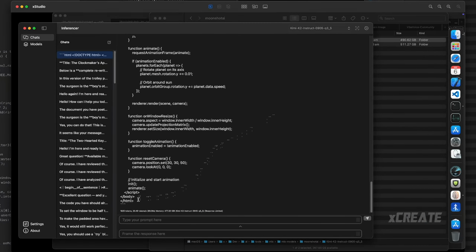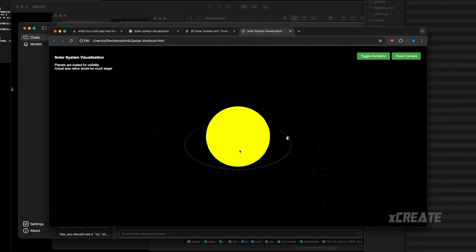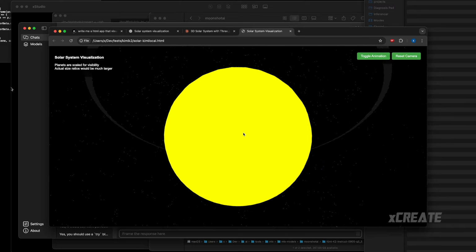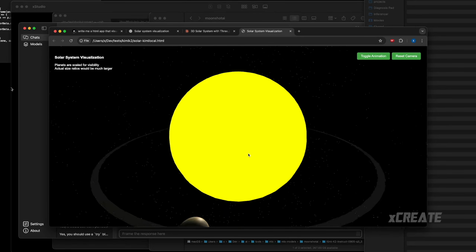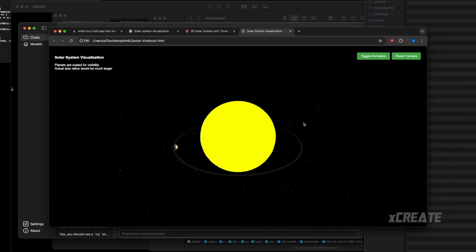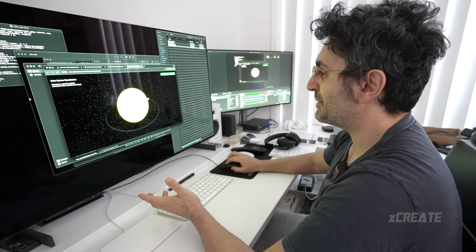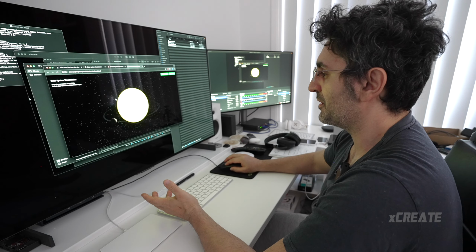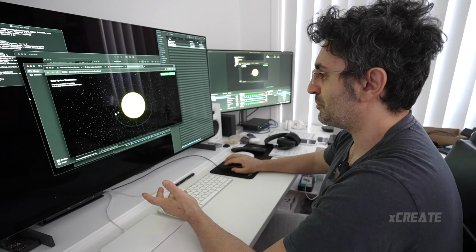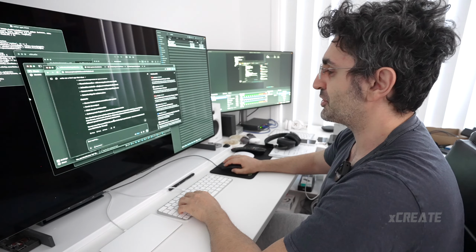So we're done on the local computer. Online version is still going away. And boom, we are in over here. We have a star, the sun. We've got one planet spinning around. You got a toggle animation button, so that pauses the animation. You get to reset the camera to restart it. What it is missing is the Earth. So that is a shame. Maybe I could have prompted it better, or maybe it should have done a better job. Let's just see how the online version has done.